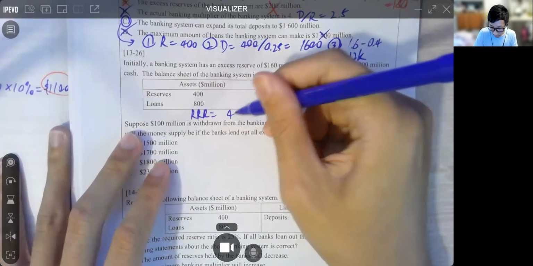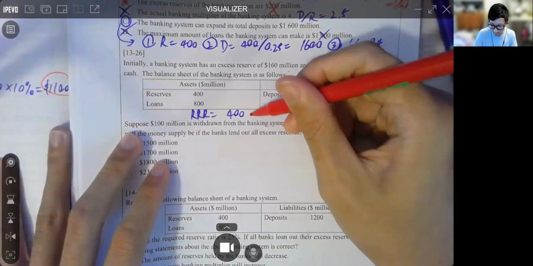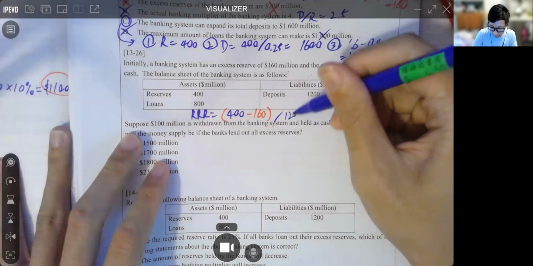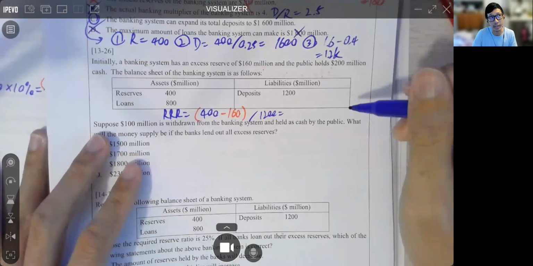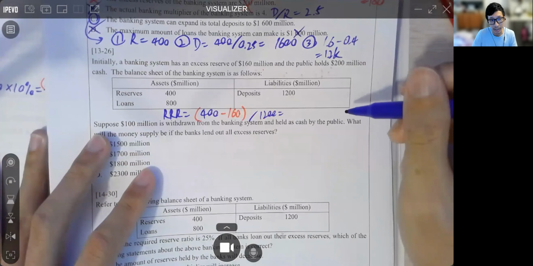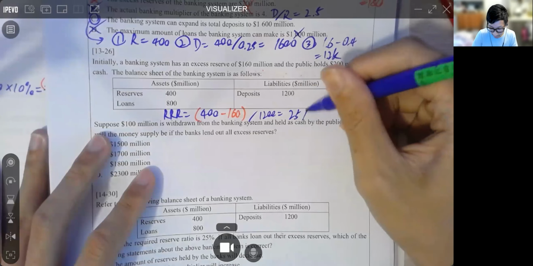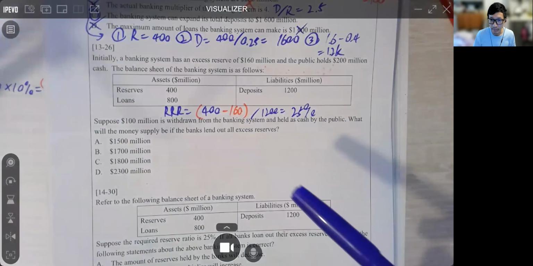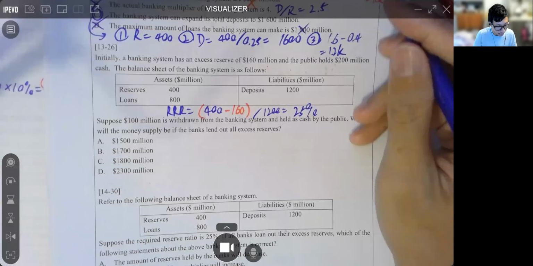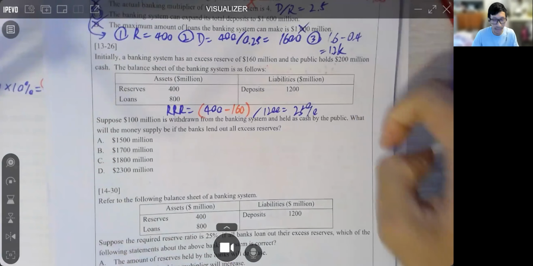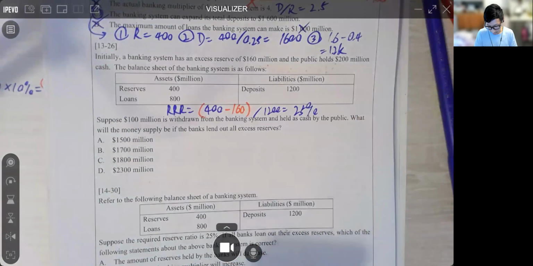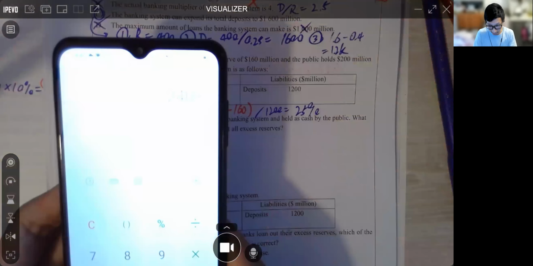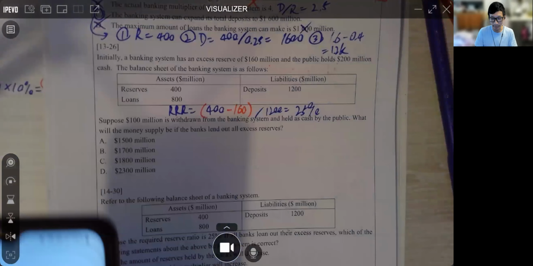RRR should be 400 minus excess reserve, 240, divided by deposit of this amount. If I'm correct, I think it would be 25%, right? 係咪應該25%啊？I think it should be 25%. Yes, 25. No. Is it 25%? No, I think it should be... 計一次啦。輕機啊，sorry 啊，我成日輕機啊。Here we have 240 divided by... Oh, actually 20%. I'm so sorry.